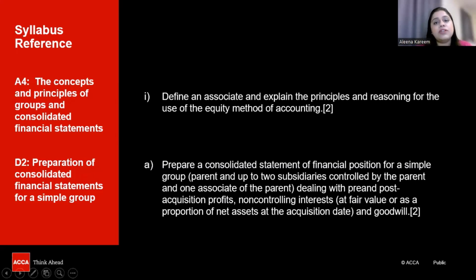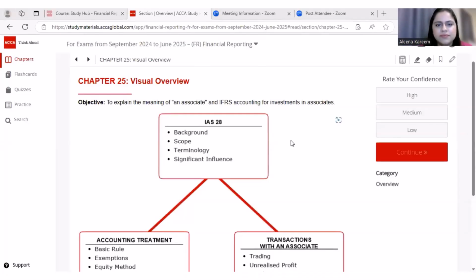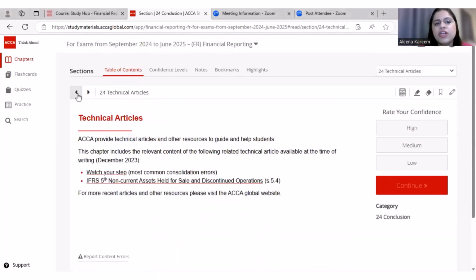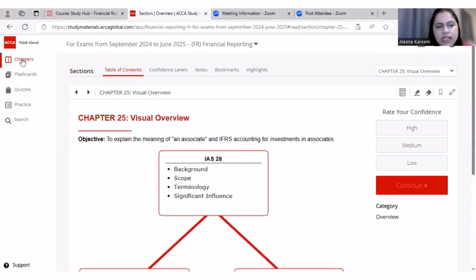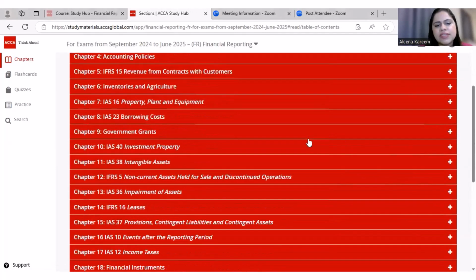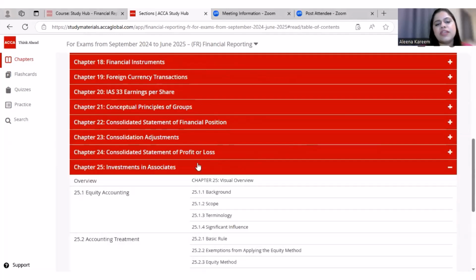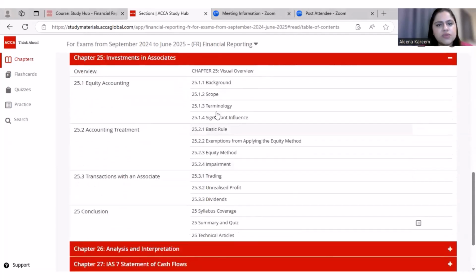Now, at this point, I would like to take you to the study hub and show you a couple of questions from there also. Here we are in the study hub. As you can see, there is this whole chapter which is related to the associates. Let me show you from here. So this chapter number 25, this is related to investment in associates.